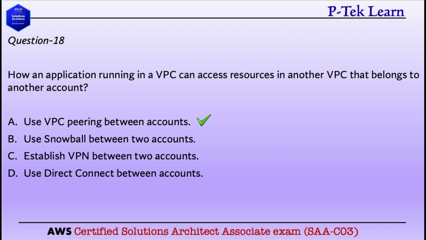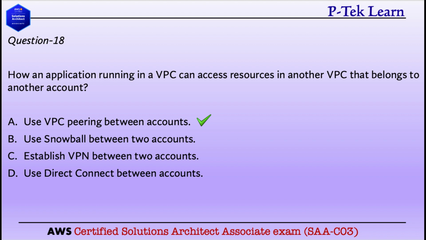Let's see the other options as well. Option B. Use Snowball between two accounts. The purpose of Snowball is to copy or clone large volumes of data using a physical device from an on-premises data center to the AWS cloud. So this is not the right option here.